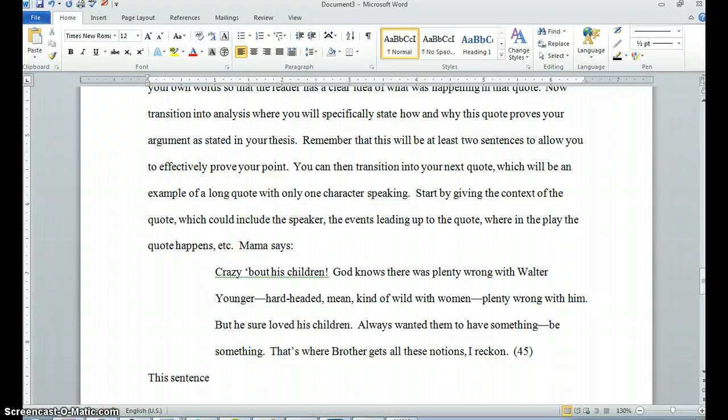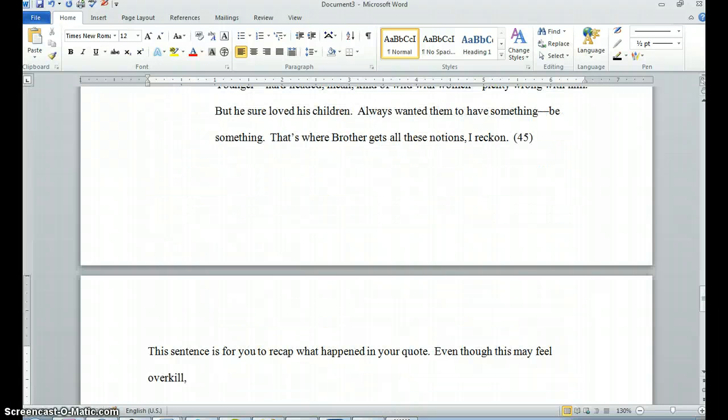This sentence is for you to recap what happened in your quote. Even though this may feel obvious, may feel, what's the word I'm looking for? Overkill. It helps the reader to get a clear idea of what is happening in the quote.